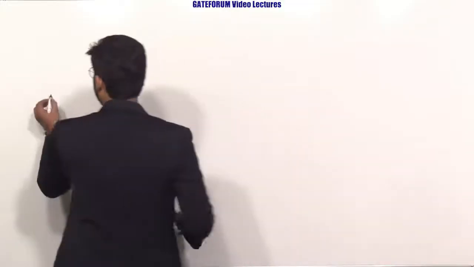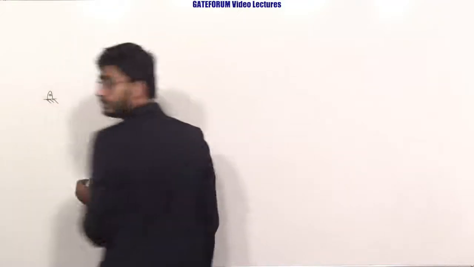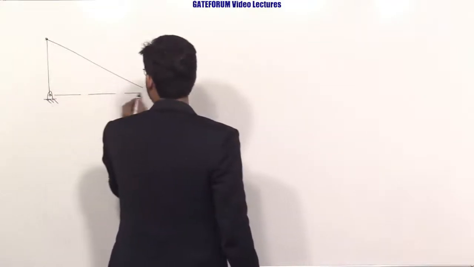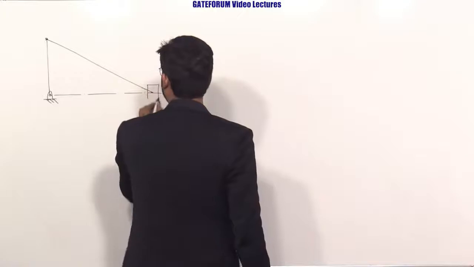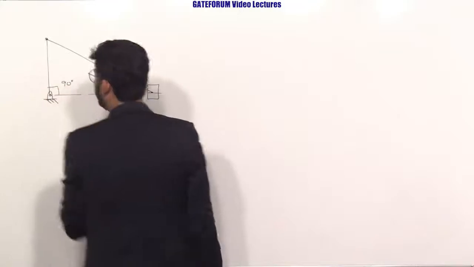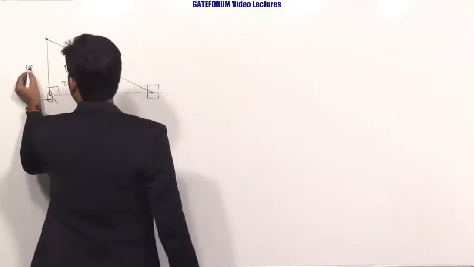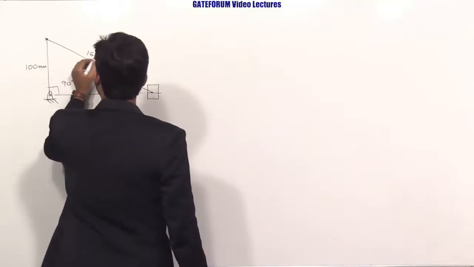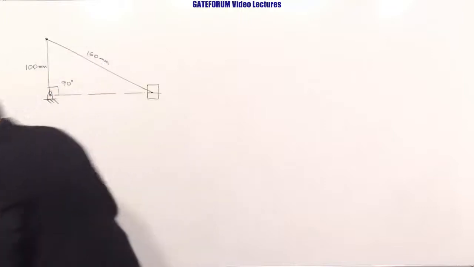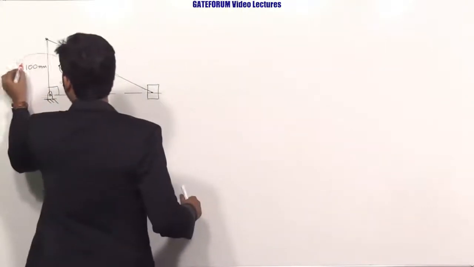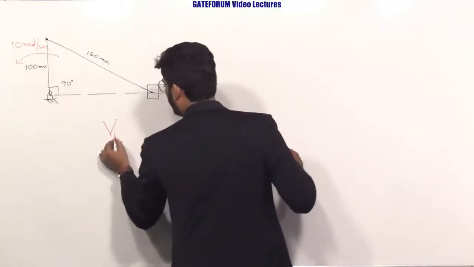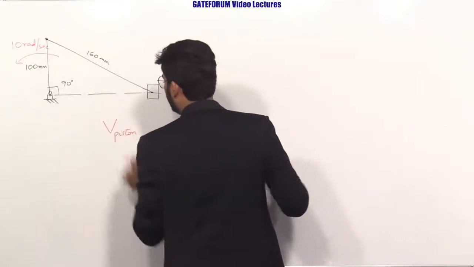Okay. So here is the diagram given to you. The crank is at 90 degrees, this is 100 mm, this is 160 mm, and it is rotating with an angular velocity of 10 radians per second, and he is asking you to compute the velocity of the piston.